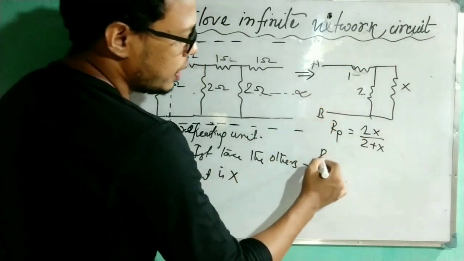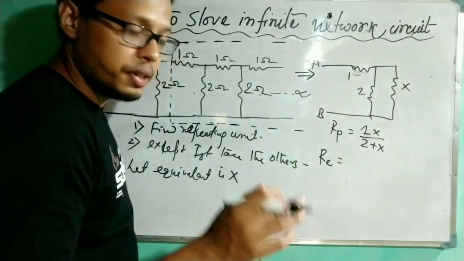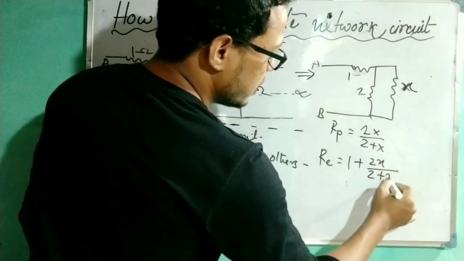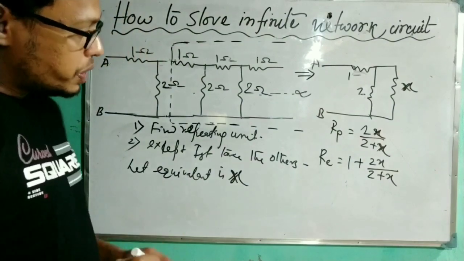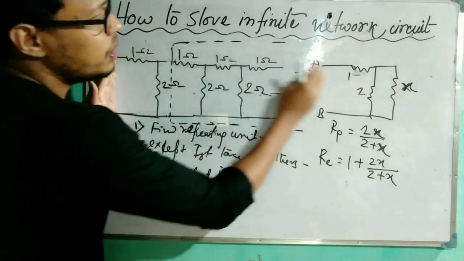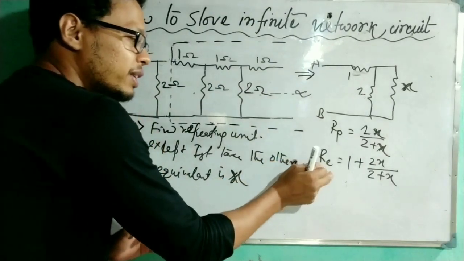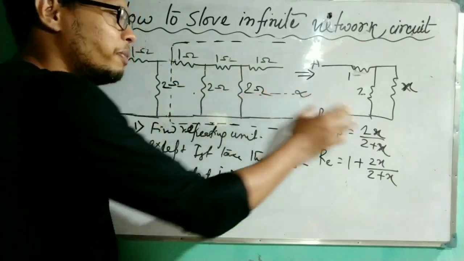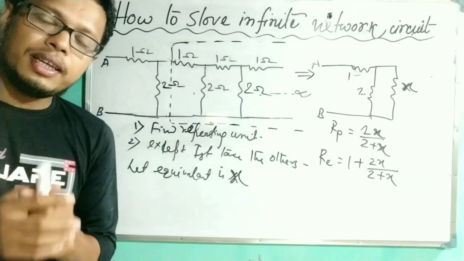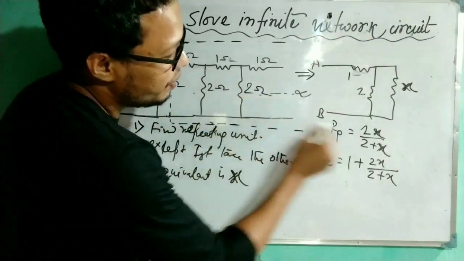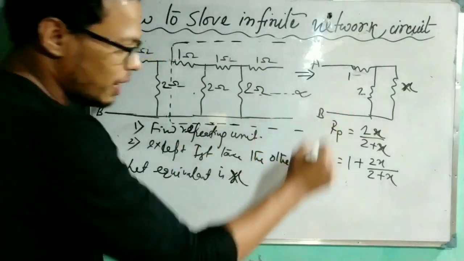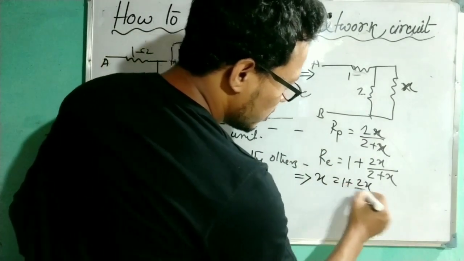Now the equivalent R is this one and this connected in series, so it will be 1 plus 2X divided by 2 plus X. One thing you see, this R equivalent is the total equivalent resistance of this infinite network circuit. Since it is infinitely long, I have taken X here. If you add some quantity to infinity, it will still be infinity. So the total will also be X. Now X equals 1 plus 2X by 2 plus X.